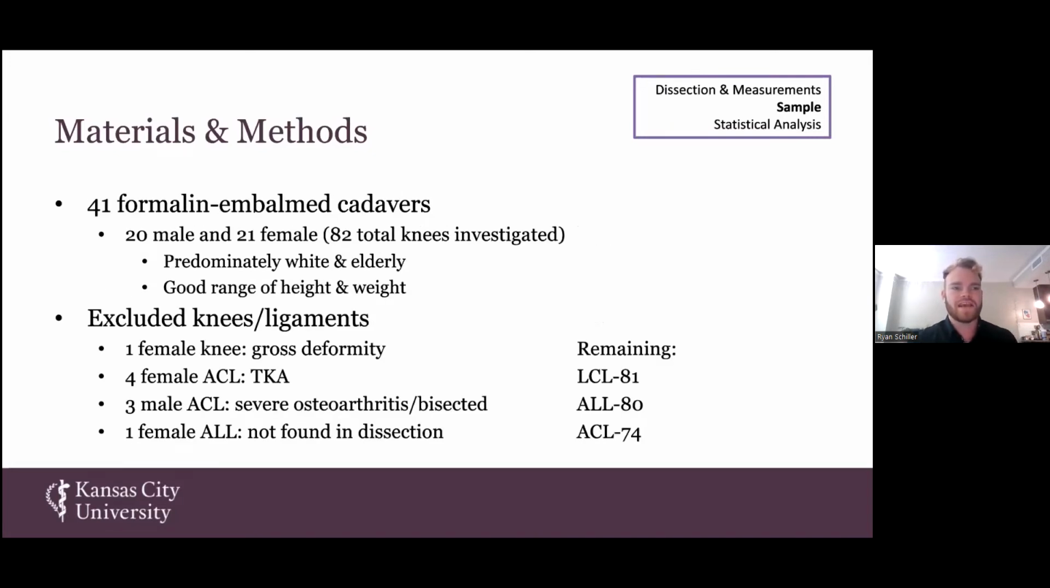So the sample that we looked at was 41 formalin embalmed cadavers, 20 of them being male and 21 being female. The sample was predominantly elderly and of white race, but there was a good range of both height and weight. And along the dissection, several ligaments were excluded due to things like deformity, total knee arthroplasty, or severe osteoarthritis. And one ligament, being a female ALL, was just not found during dissection, but the rest of them were. And you can see the numbers of remaining ligaments that we studied in the corner.